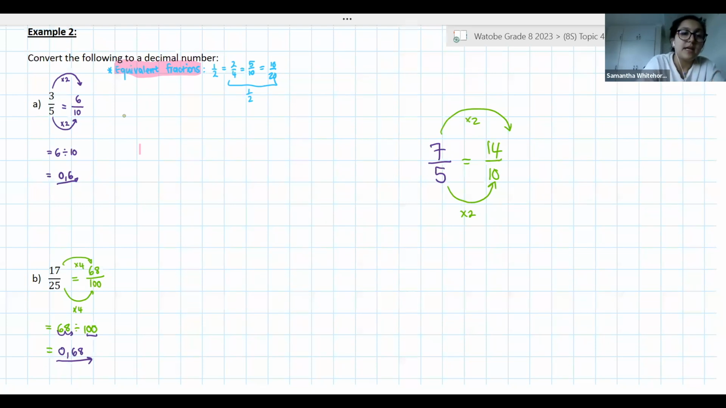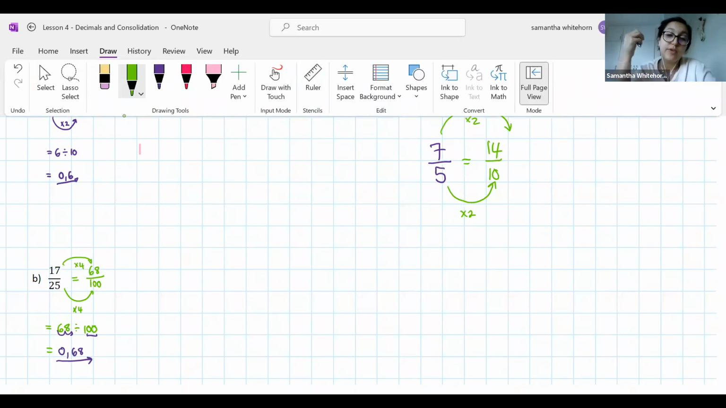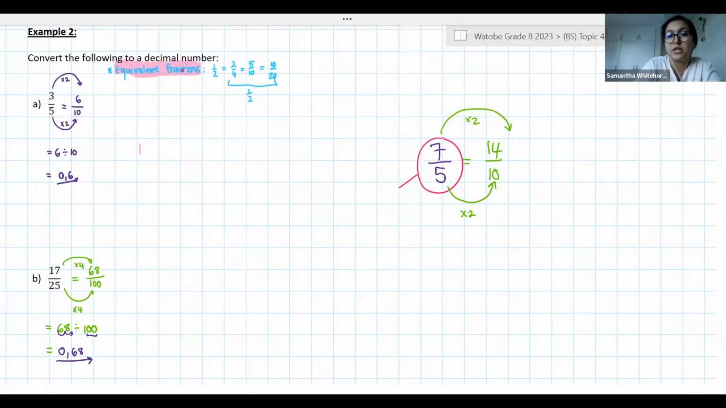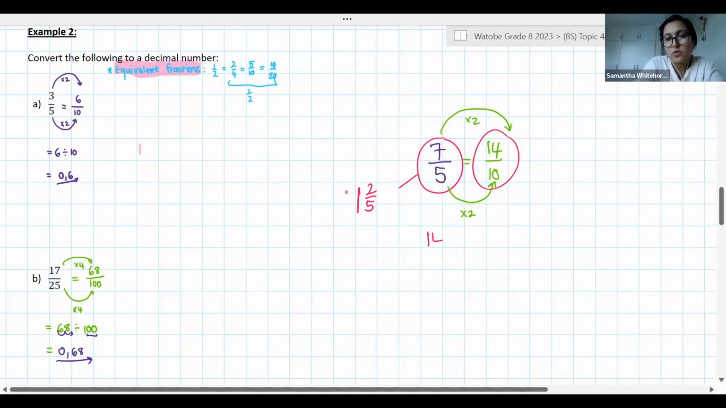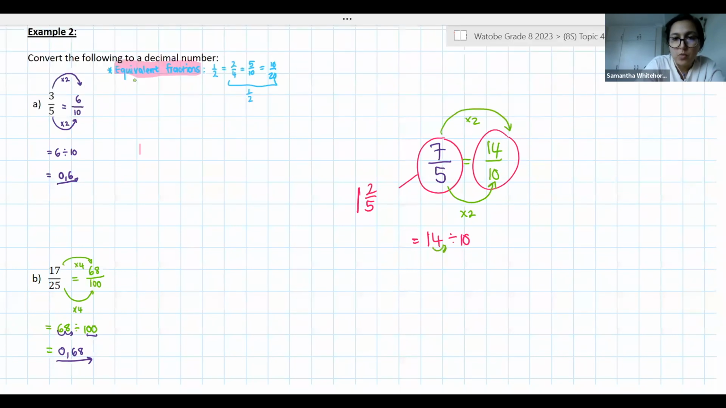Now, all that happens here is, like Nompilo said, if my numerator is bigger, what we need to remember is that this represents a mixed number, essentially. This would be 1 and 2/5. I'm talking about more than a whole here. So that means my decimal needs to represent that as well. So what I have, according to my new fraction, is 14 divided by 10. And we know that when we're dividing by 10, we take our comma and we move it 1 unit to the left. And so what I now get is 1,4.